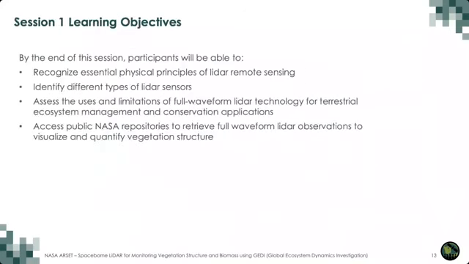By the end of this session, participants will be able to, first, recognize essential physical principles of LiDAR remote sensing. Second, identify different types of LiDAR sensors. Third, assess the uses and limitations of full waveform LiDAR technology for terrestrial ecosystem management and conservation applications. Fourth, access public NASA repositories to retrieve full waveform LiDAR observations to visualize and quantify vegetation structure.